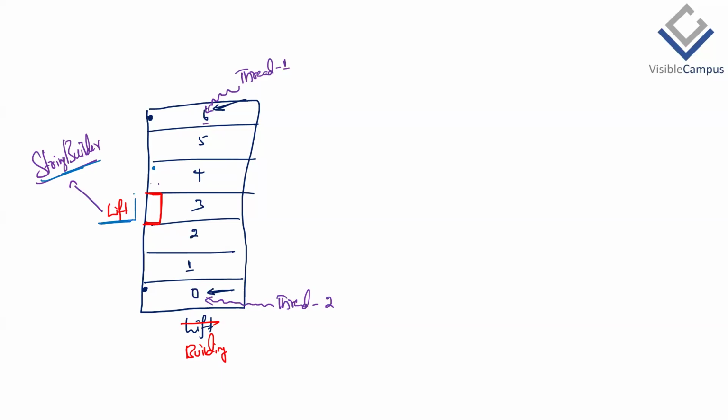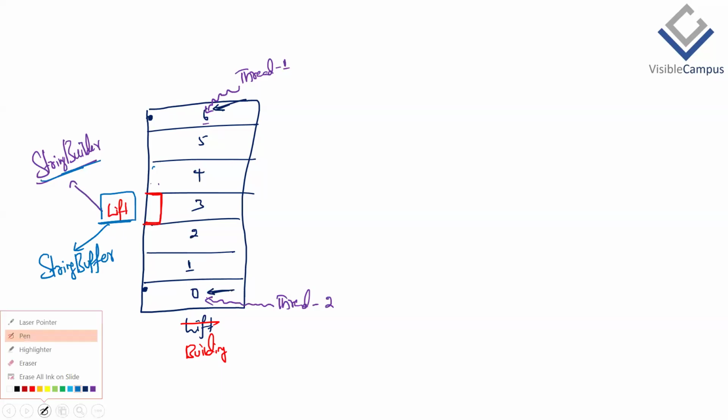Now the same scenario, but this time the lift object is made up of the StringBuffer concept. Is StringBuffer synchronized or not? Synchronized. Therefore, because of some internal algorithms, the JVM will decide which thread has to access. It may be thread 1 or thread 2, that is, the sixth floor person or the zero floor person.